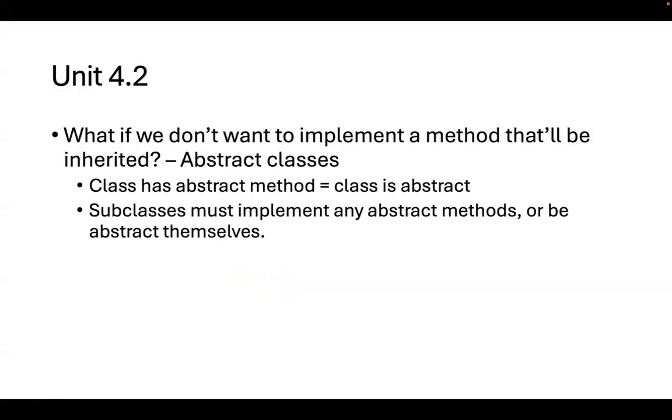When we want to have a method that's not going to be implemented, but we want it to be inherited so that other people can implement it, this is like Lab 5 with employee. We have a class with an abstract method, and that means that the class itself is abstract. And so then the subclasses have to implement that method themselves.